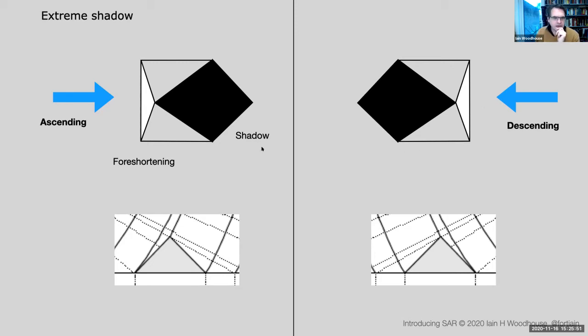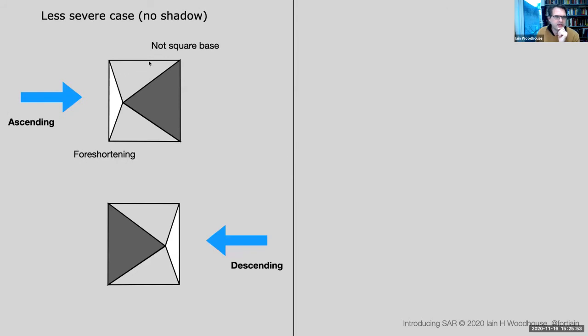But to explain the kind of processing that you want in a radar, I'm going to take a case that's not quite as severe. So it's not radar shadow. The pyramid is a bit less steep. So you're actually getting a signal from the back face of the pyramid. It's just not as bright. And this is the ascending case and that's the descending case. So you'll see it leans. The foreshortening means that the pyramid looks like it's leaning towards the sensor.